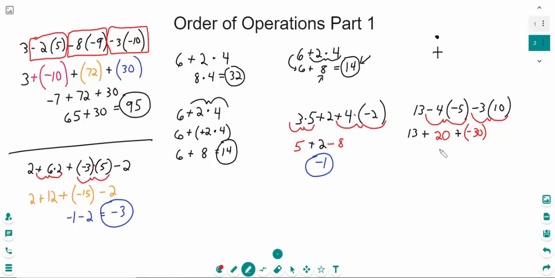So what do we end up with now? We can add 13 plus 20 is 33. And then 33 plus a negative 30. So 33 plus a negative 30, which would be the same thing as 33 minus 30, right? 33 minus 30 is a 3. So our answer here is 3. All right? So hopefully that makes sense to you.